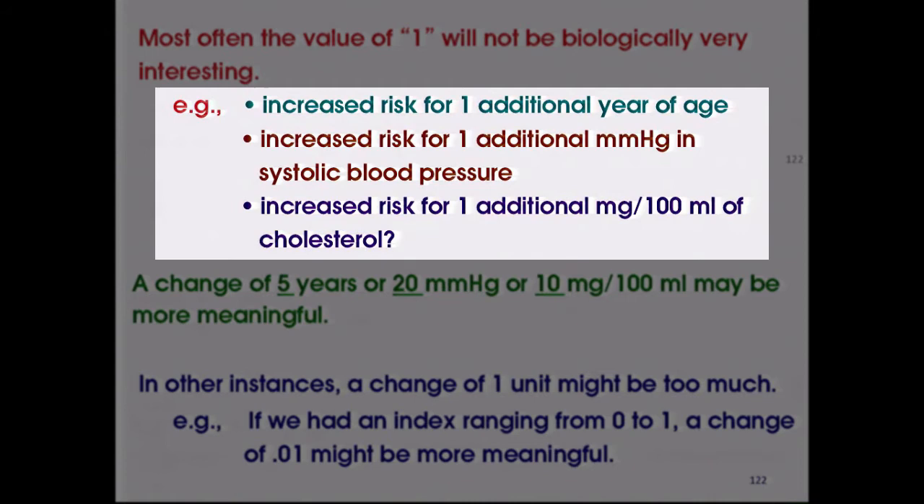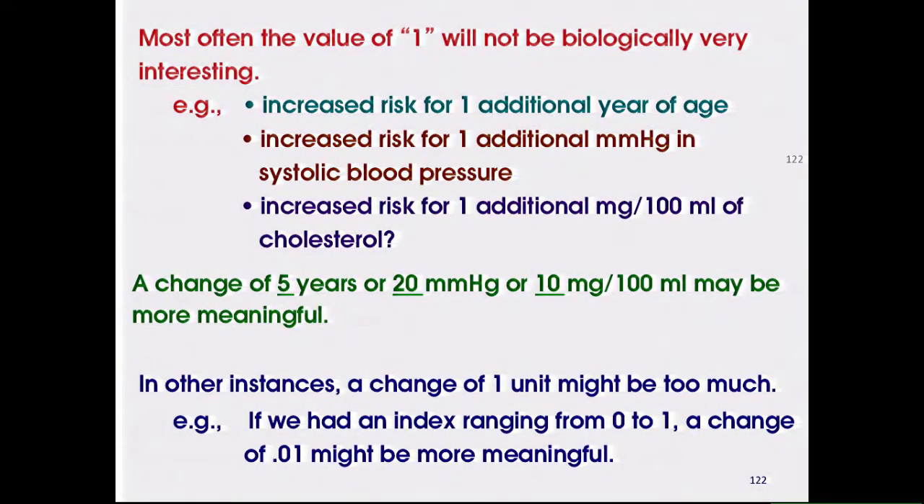You might be interested in knowing the odds for someone whose blood pressure is 20 millimeters of mercury higher than someone else, but not 1 millimeter of mercury. How about cholesterol? Would you be interested in 1 milligram per 100 milliliters of cholesterol, the odds of someone whose cholesterol level is 1 unit higher than someone else? Probably not, again. So choosing the right multiplier is something you can do that can help the readers of your paper.